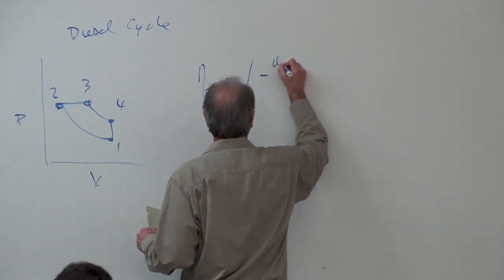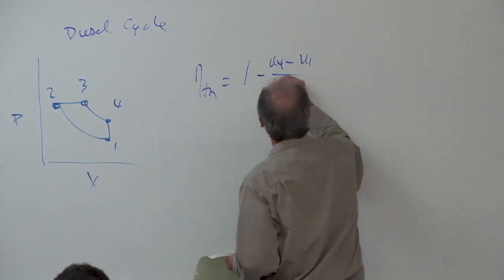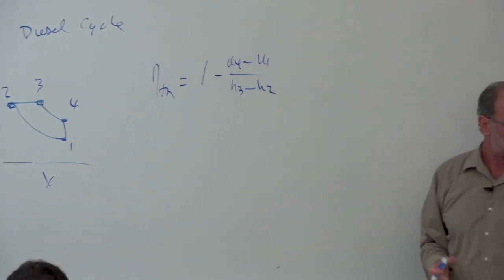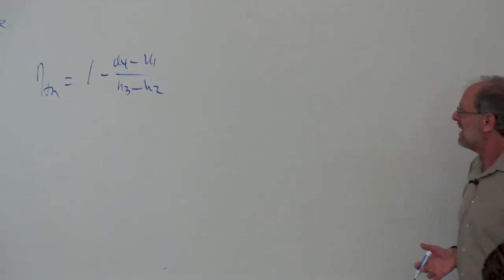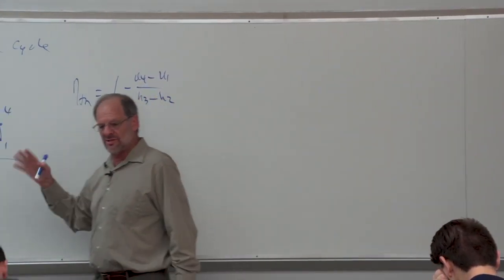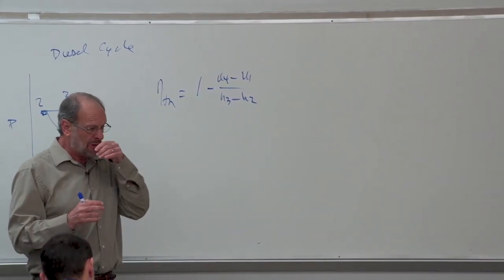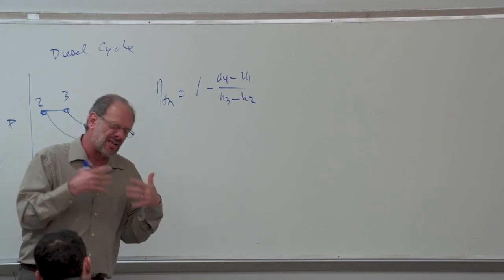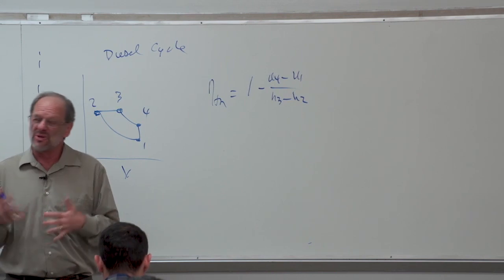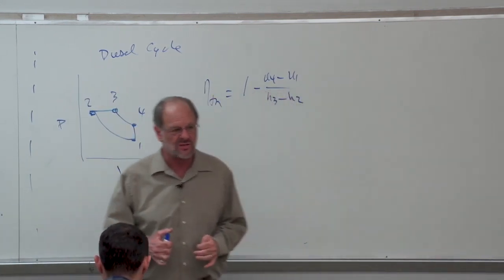We found that this was just 1 minus U4 minus U1 over H3 minus H2. So hopefully this equation appears in your notes. And now what I would like to do is just remind you that all the equations that are in your notes now, everything we discussed last time, applies to the diesel cycle when we have a situation of variable specific heat. So really what I should say is if we're using variable specific heats as our method of solution.